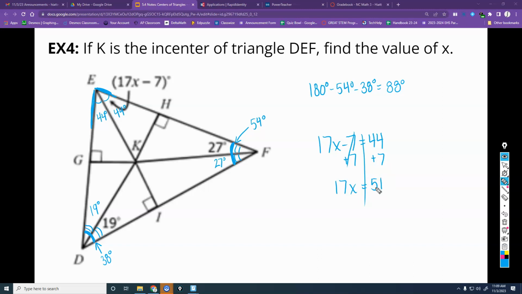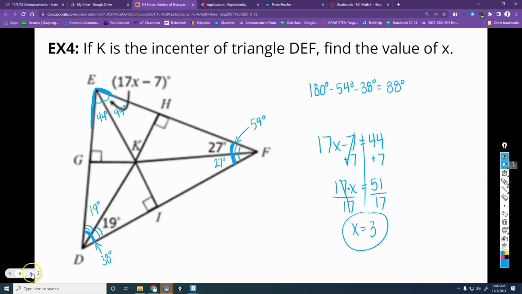And then what would I have to do, Alex? That 17 is right beside the x. It means it's multiplied by the x. How do we get rid of multiplying? Divide it. So I'm going to divide by 17. And so x equals 3 for that. Okay, questions?